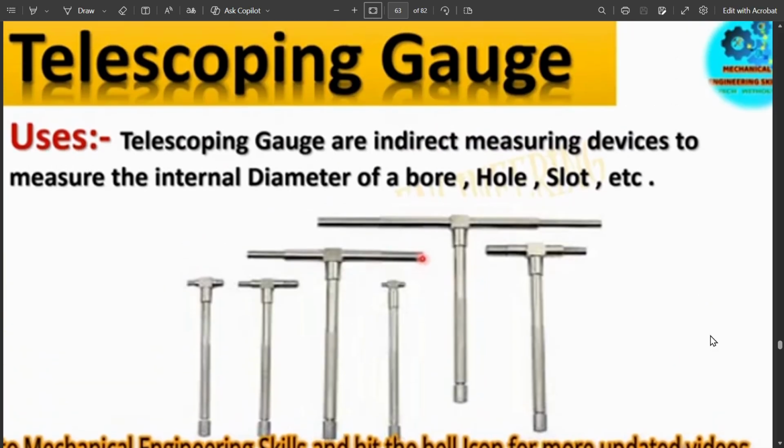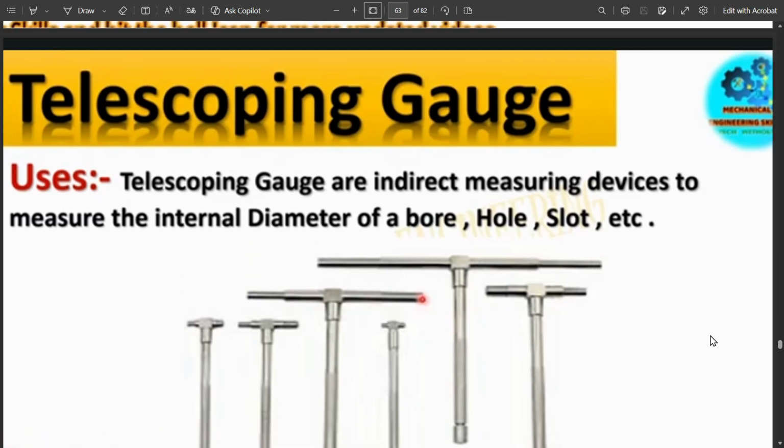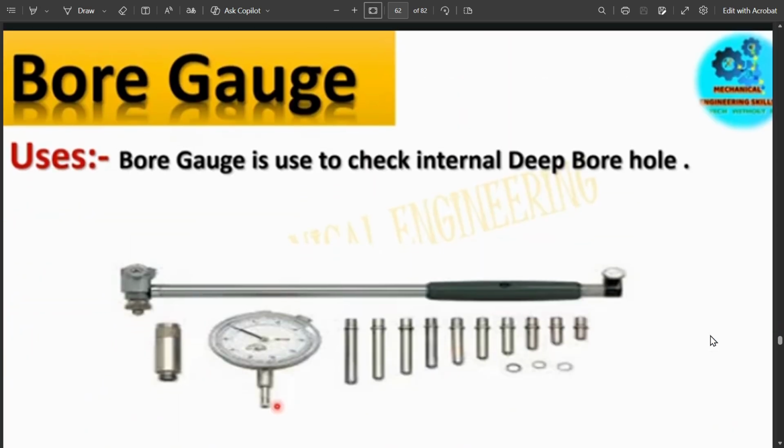Another gauge is the telescoping gauge. What is a telescoping gauge? Telescoping gauges are indirect measuring devices to measure the internal diameter of a bore, hole, slot, etc. Then another gauge is the bore gauge. A bore gauge is used to check internal deep bore holes.